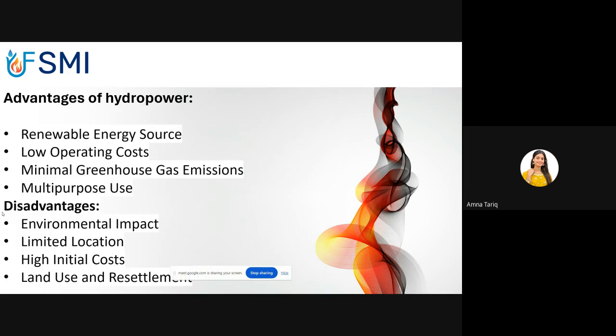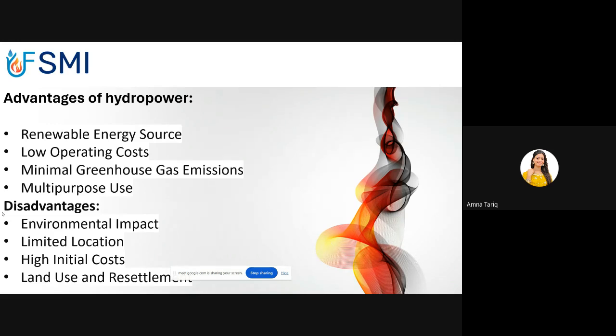Okay, so next is what are the advantages and disadvantages of hydropower. First, we discuss advantages. Hydropower relies on the natural flow of water, making it a renewable energy source as long as there is rain for rivers and streams. Hydropower can be generated continuously.